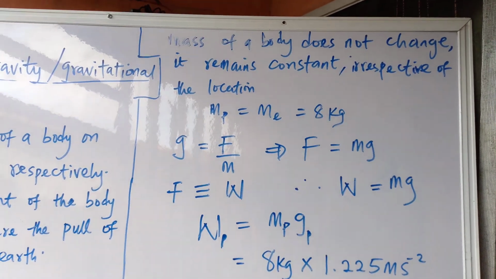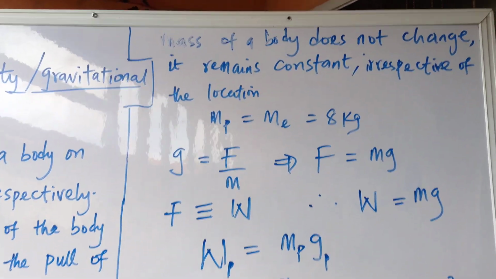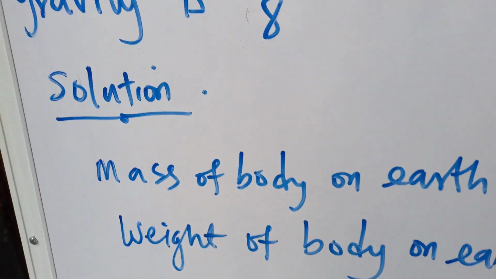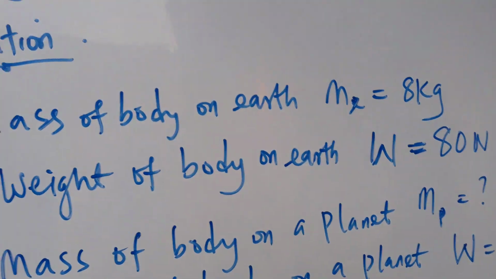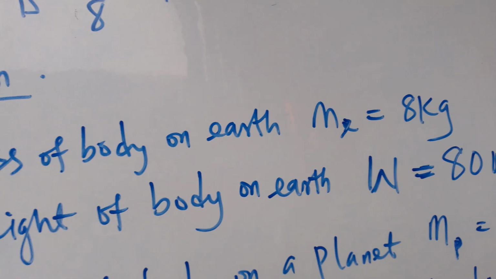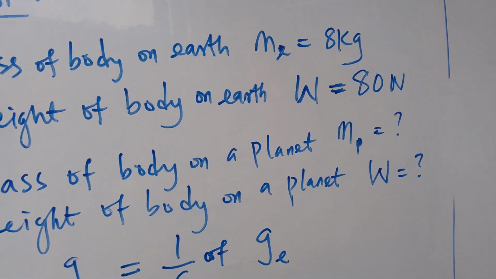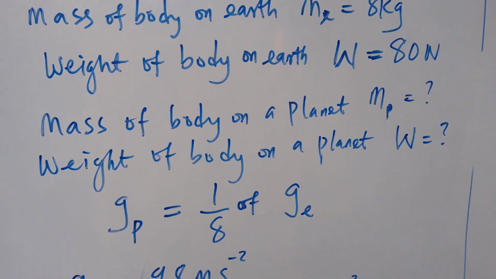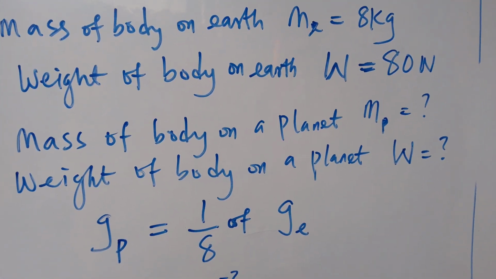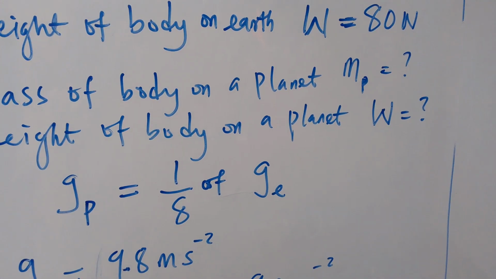Alright, so quickly I'll explain again. It says that the mass of the body on the Earth is ME, which is 8 kilogram, and the weight of the body on Earth is W, that is 80 Newton. And the mass of the body on a planet is MP, which is unknown. The weight of body on the planet is W.